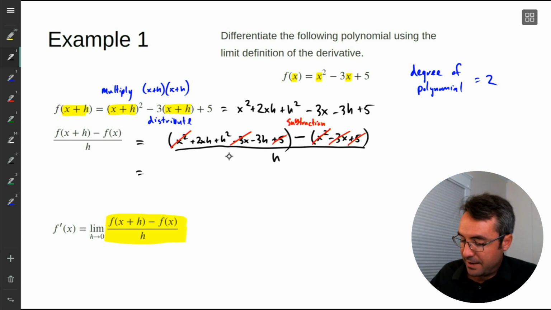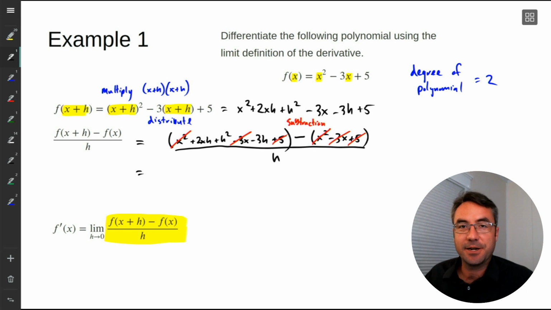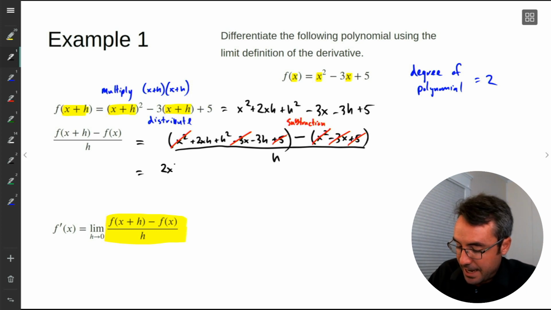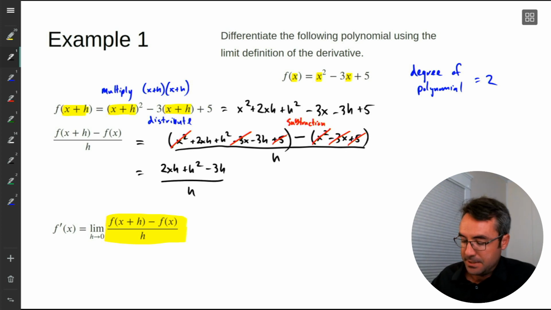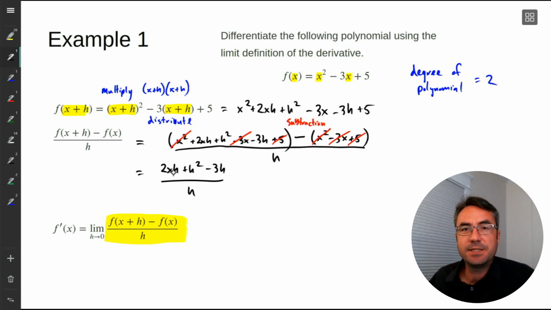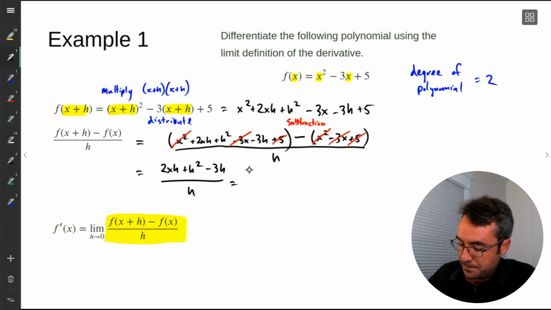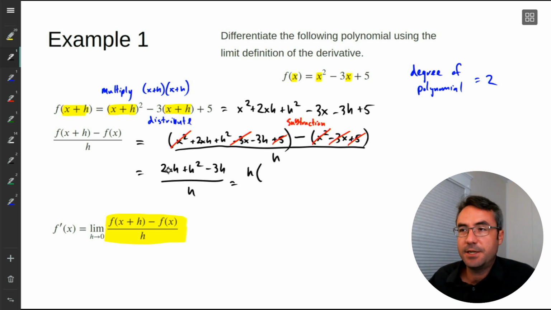All right, so what do we have left after all the action there? We have 2xh plus h squared minus 3h all over h. See if we can keep going here. Each of these terms in the top has an h in it, so we can factor out an h. So I'm going to pull off an h there. And what do I have left over? Well, I'll have a 2x here. I'll have a 1h left over here. And then I'll have a minus 3 left over from this.